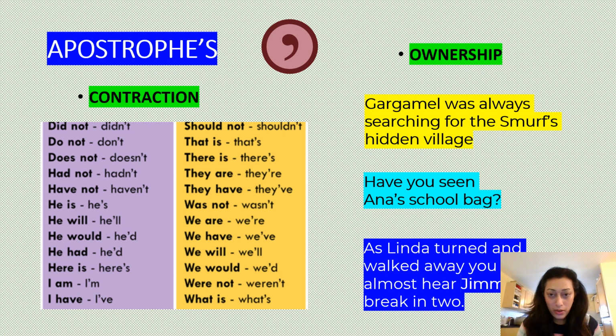So let's take a look at the ownership now. Apostrophe is also used to show possession or ownership of something, to point out to the reader that this thing belongs to the subject being written about. Now here we have different examples. Garagmel was always searching for the Smurfs' hidden village. Have you seen Anna's school bag? As Linda turned and walked away, you could almost hear Jimmy's heart break into two.